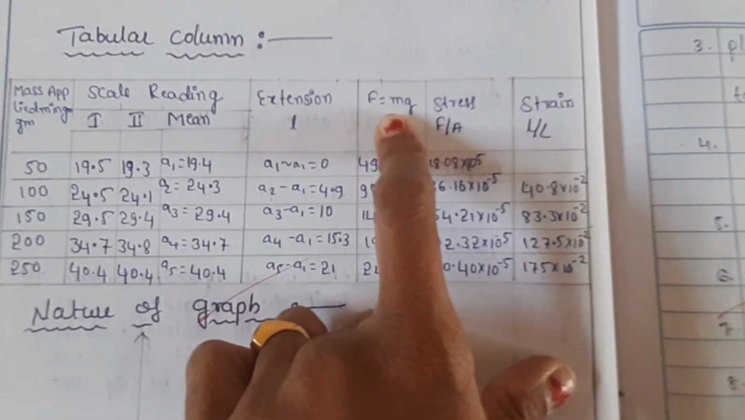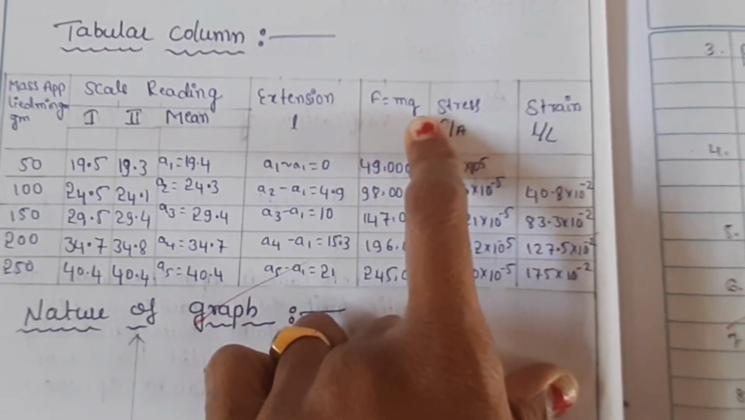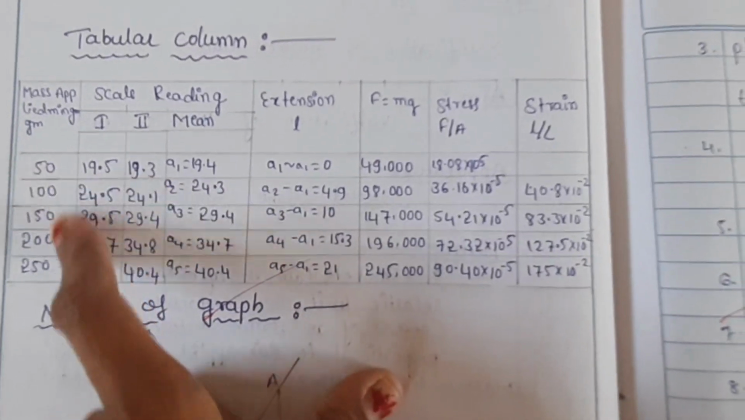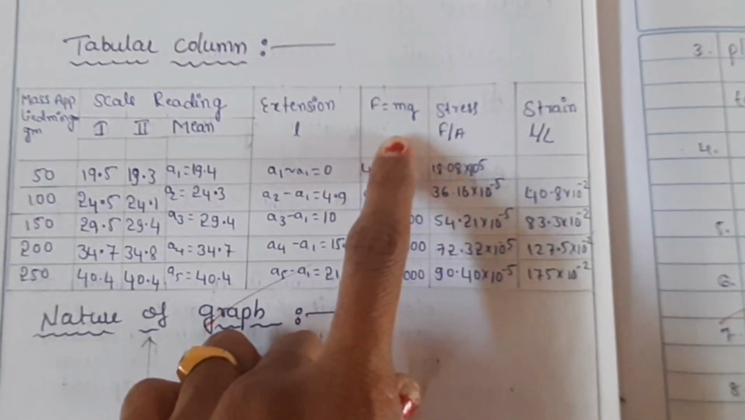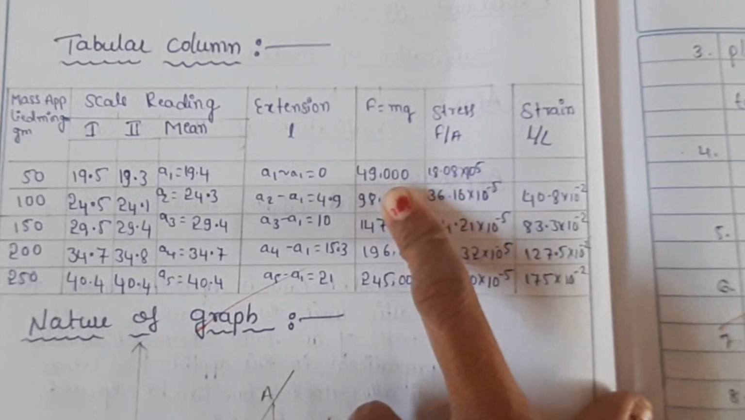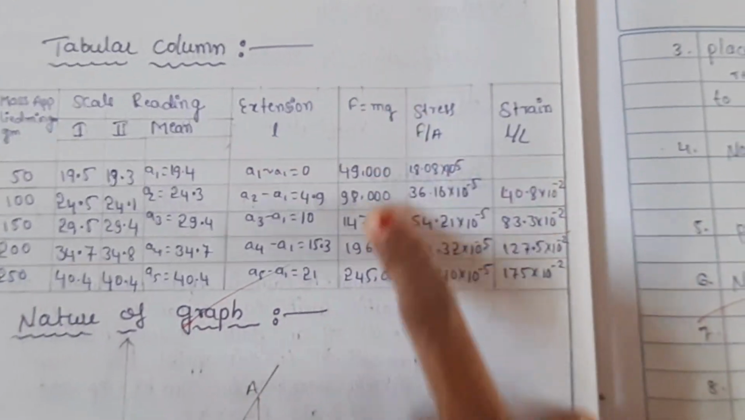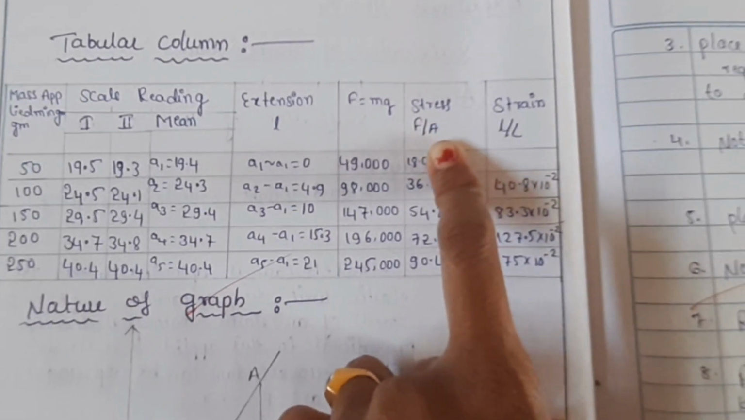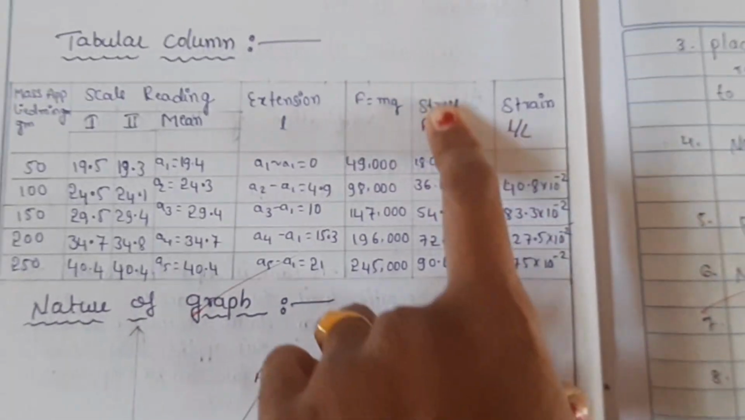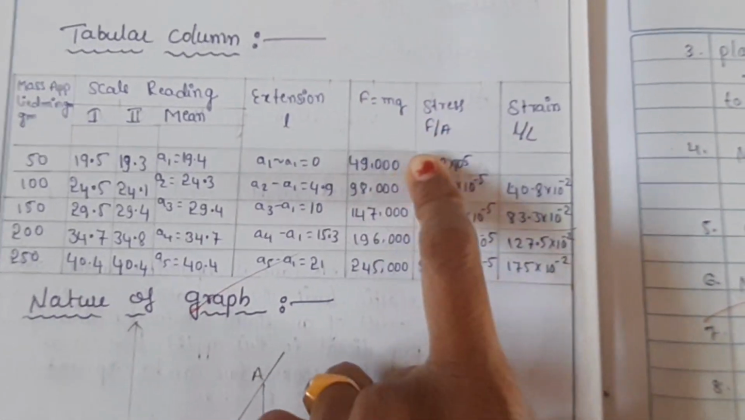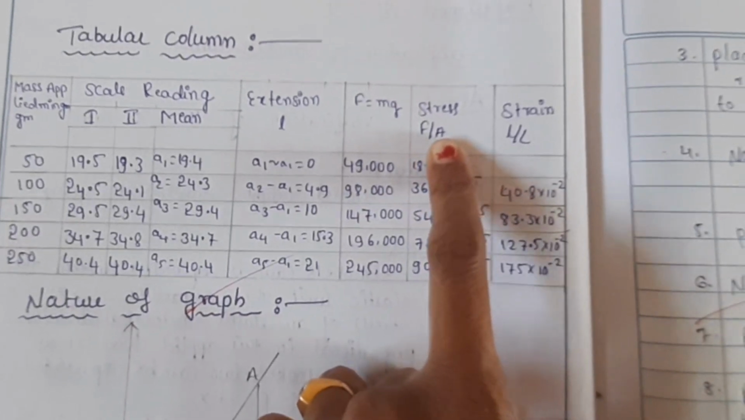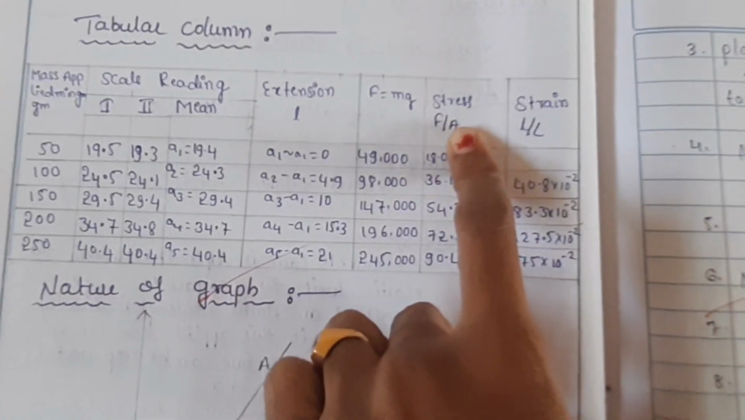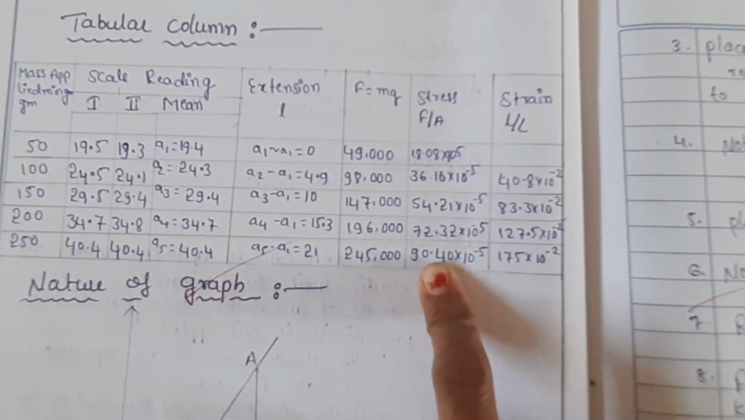Then the formula to calculate force is mass into gravity, with mass 50 to about 250, where g is the gravitational constant. You multiply and you will get the force. Then stress, as we know, the stress formula is force by area. Once you calculate the force, you can calculate stress. The area has already been given in the observation, put the value and you will get the corresponding stress.